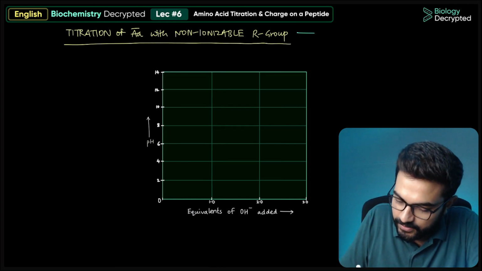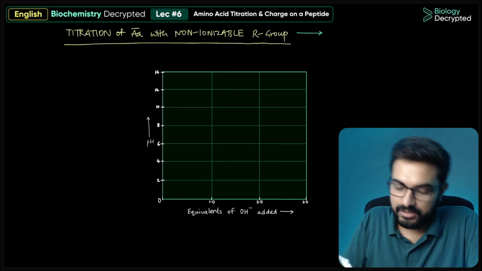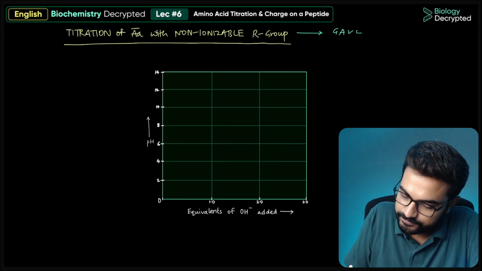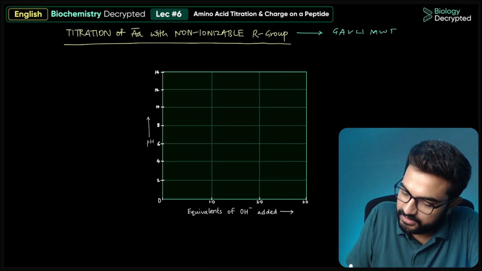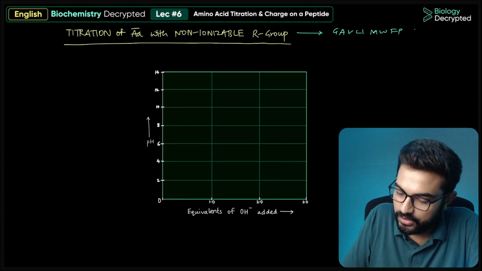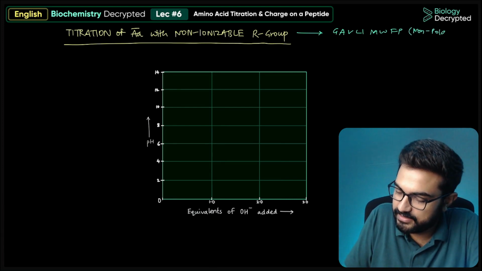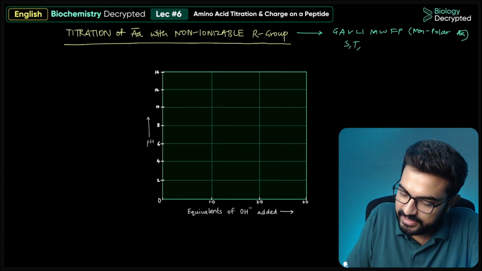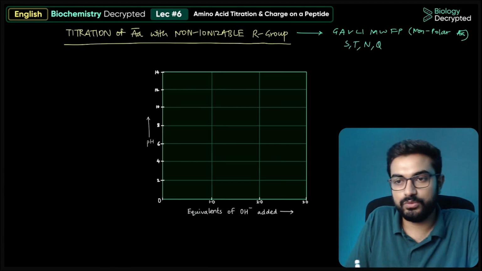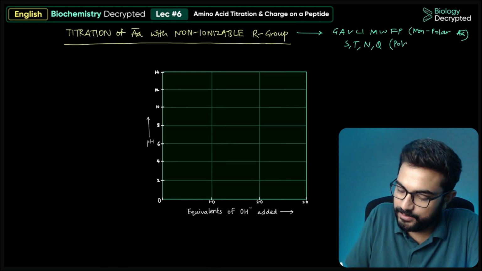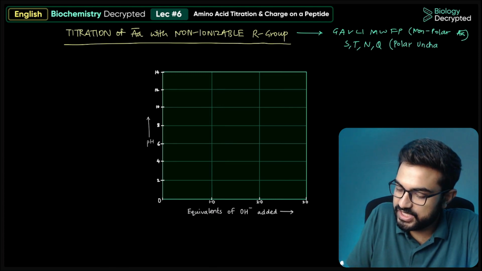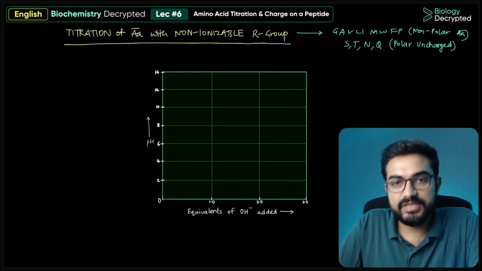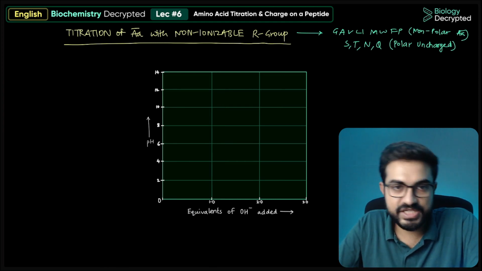Well, which amino acids will be coming under this category? G, A, V, L, I, M, W, F, P, obviously, because these are all the non-polar amino acids. And also S, T, N and Q, and these will be from the polar uncharged category.